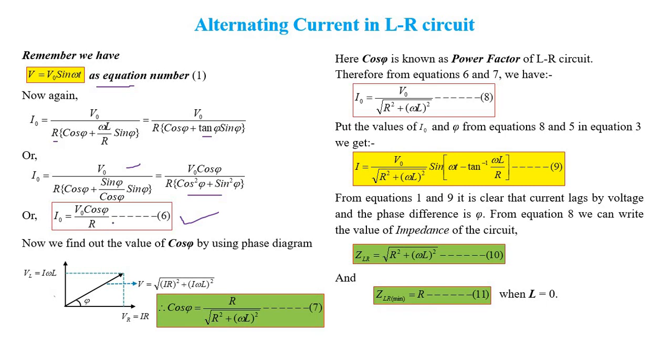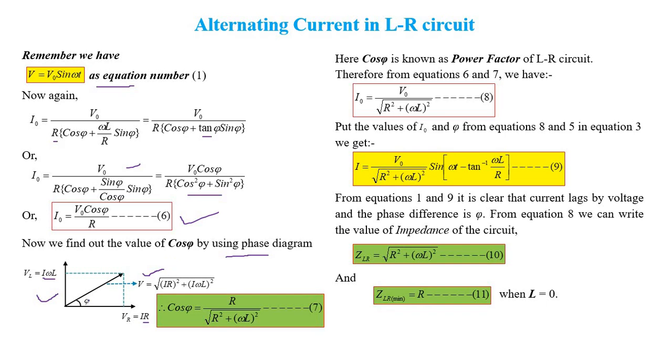So in equation number 6, we have to find out the value of cos phi. We can find out the value of cos phi by using the phase diagram. This is also known as phasor diagram. This is the phasor diagram for LR circuit. This is VR, and this is the value of VL. VL is equal to I omega L and VR is equal to IR. And this is the voltage in LR circuit.